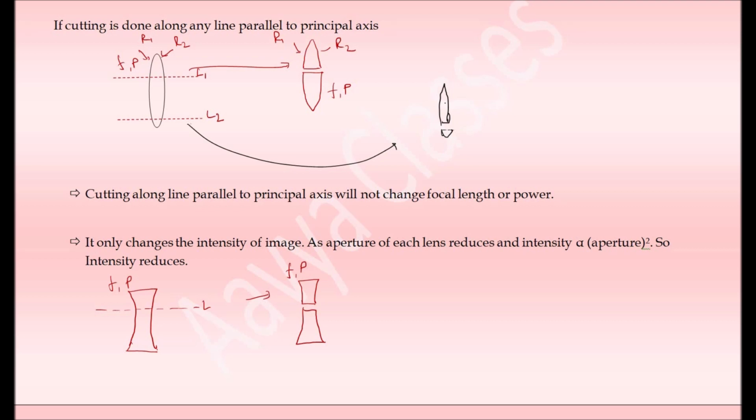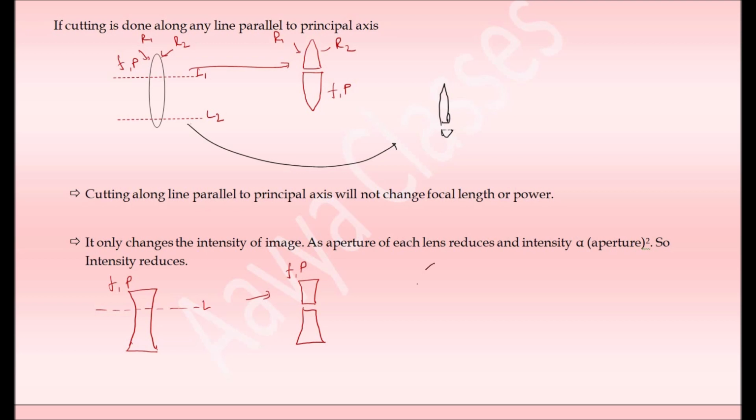So clearly the focal length and power of both lenses are same, as the radius of curvature are same for both surfaces. Cutting along a line parallel to principal axis will not change focal length or power, as power is inversely proportional to focal length. It only changes the intensity of image, as aperture of each lens reduces. Intensity being directly proportional to the square of aperture, intensity also reduces. And this is true of any kind of lens, whether it's convex lens or concave lens.